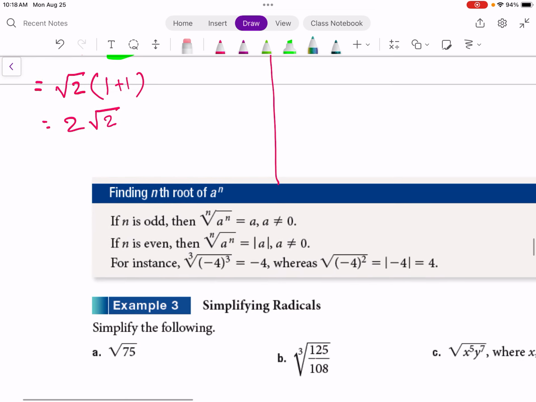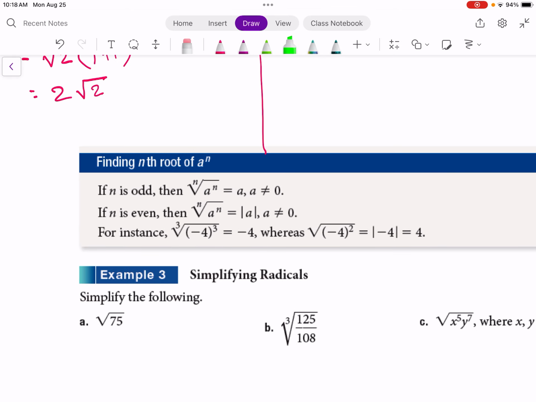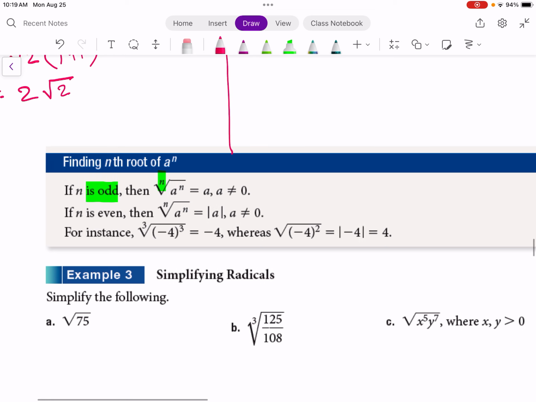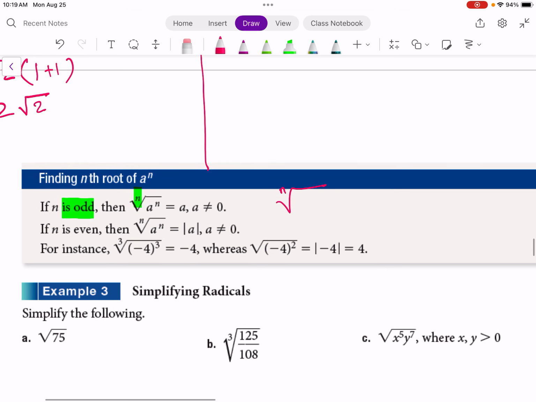Okay, now the next one here. If we have n, which is the index, as an odd index, then the nth root of, so I'm just rewriting this. If we have n as an odd index, the nth root of a to the power n is equal to a, and our a can't be equal to 0.